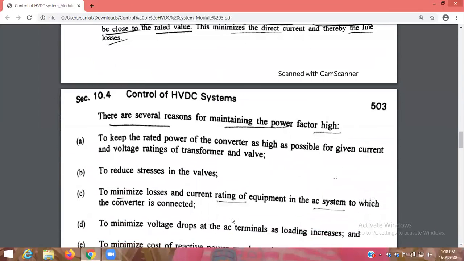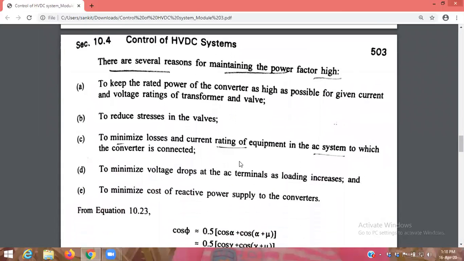There are several reasons for maintaining this power factor. First one, to keep the rated power of the converter as high as possible for given current and voltage rating of transformer and valve. Second, as the current reduces, the stresses on the valves also reduce, which helps in the lifespan of these thyristor valves. Third is to minimize losses. Why? Because current is less, the losses will be less, and the current rating of the equipment of the system to which the converter is connected. Similarly, maintain voltage drop, there is IR drop, and to minimize the cost of reactive power supply.